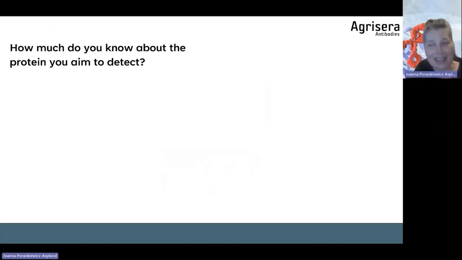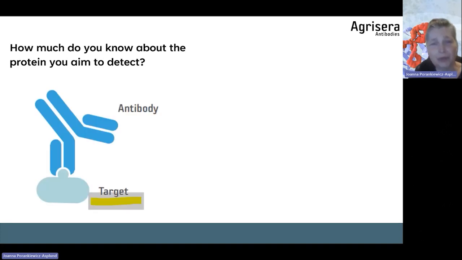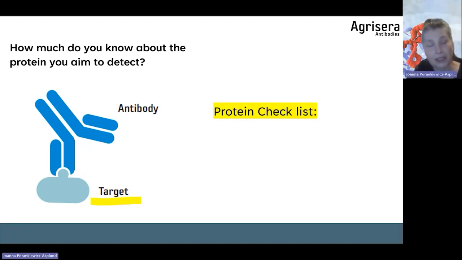To be able to actually visualize your target protein, you need to do a little bit of theoretical work, which will help to facilitate the binding between the antibody and the target protein. So here is the checklist.